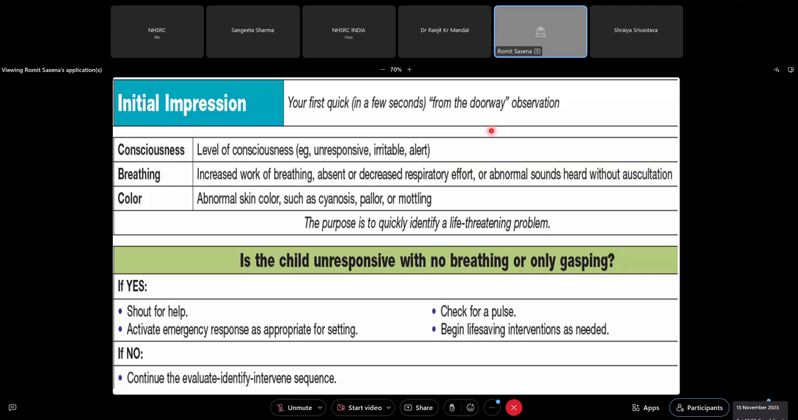If the patient is in arrest, obviously CPR starts. If the patient is gasping, you need to intubate. If the patient has low SpO2 or is looking blue, you start oxygen. So before you do anything else, this patient needs intervention. So evaluate, identify, intervene. You evaluated consciousness, breathing, color. You intervened by doing the right management, and you identified that this was a life-threatening problem. So that is how you start, by just looking, the initial impression.